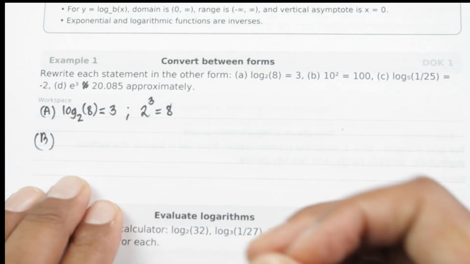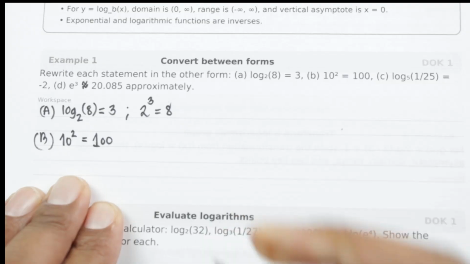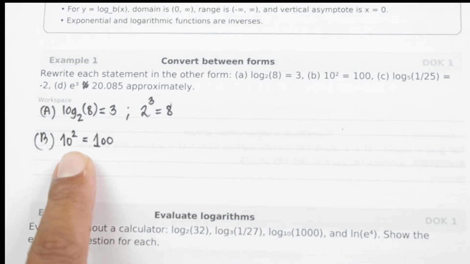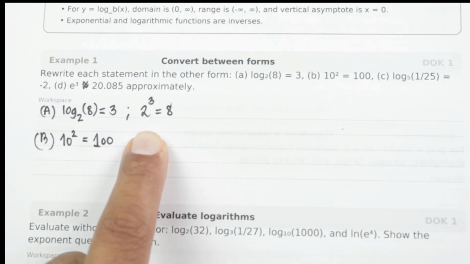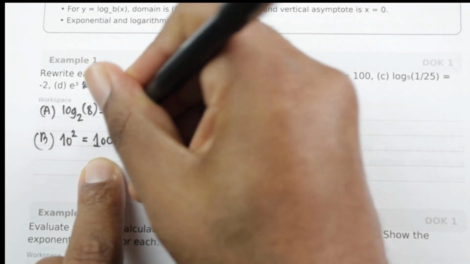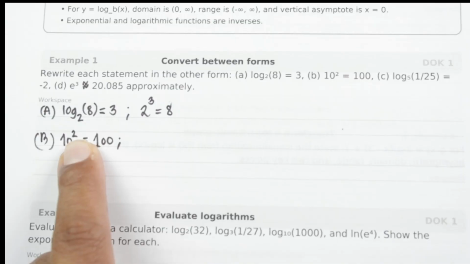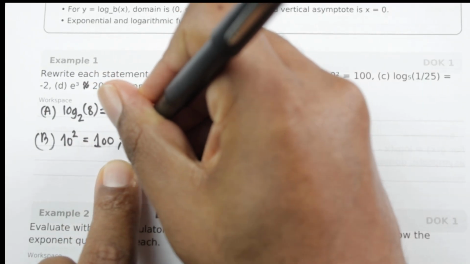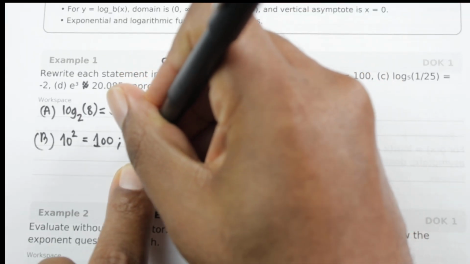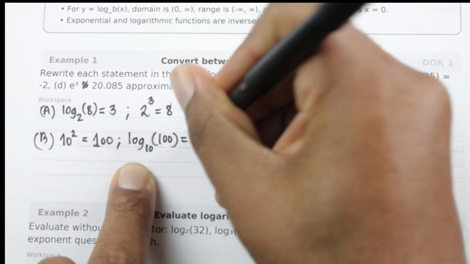So now we need to convert 10 to the power of 2 equals 100. As you can see, it's already written in exponential form. To write it in logarithmic form, we have to ask a question. That question is 10 raised to what power gives me 100? And the answer is 2. So this would be log base 10 of 100 equals 2.